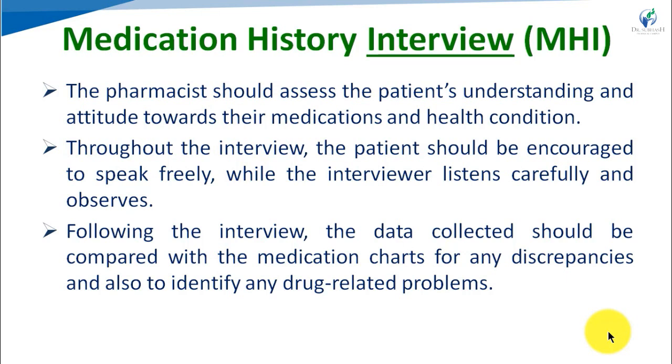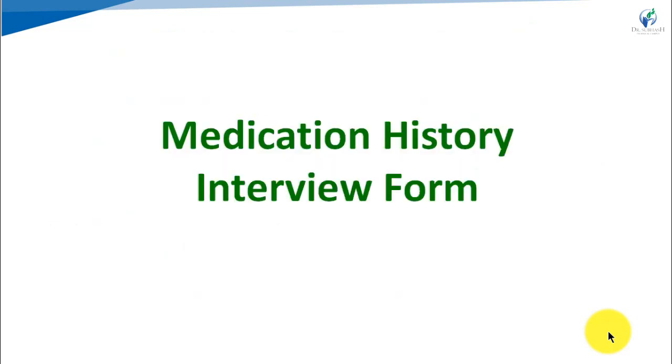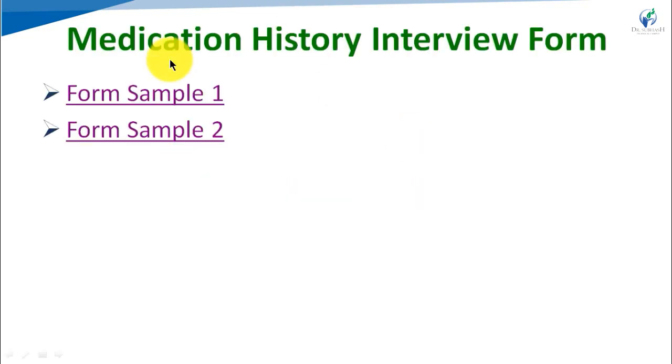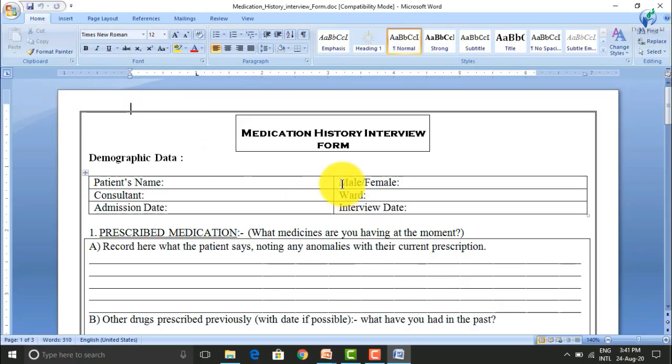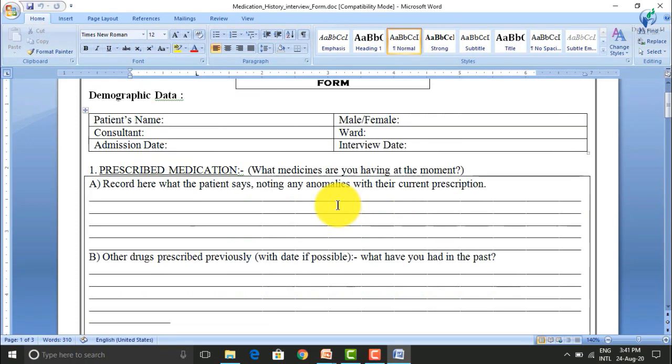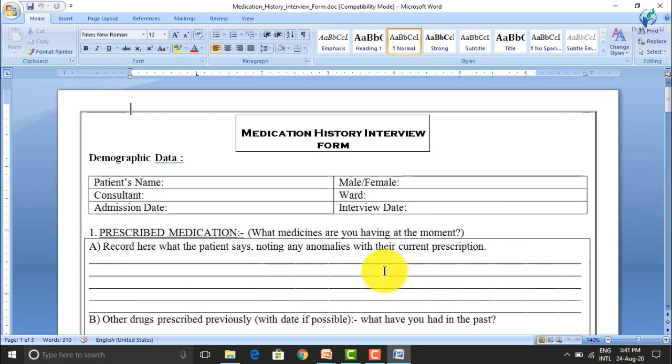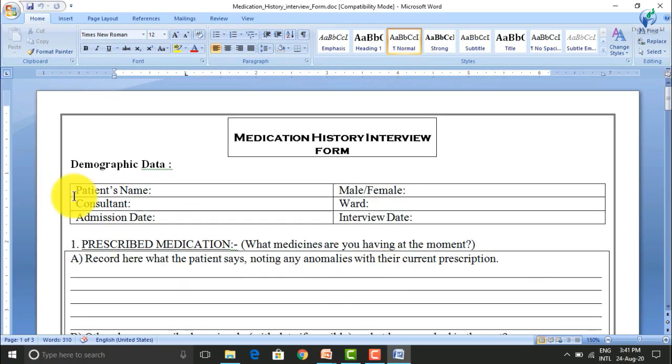So these are the common interview processes. Now we will see the medication history interview form. Here I have taken two different samples. We will see the first sample, the medication history interview form. See, this is one of the interview forms. Here we will see which required information has been included in the form.